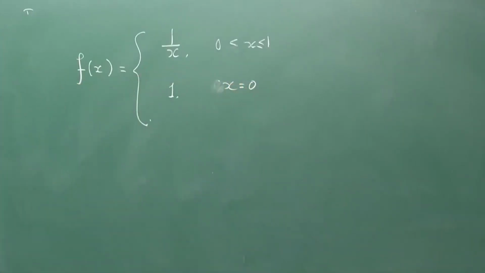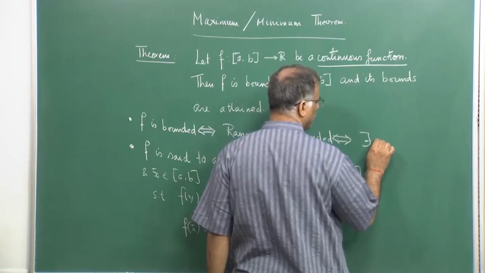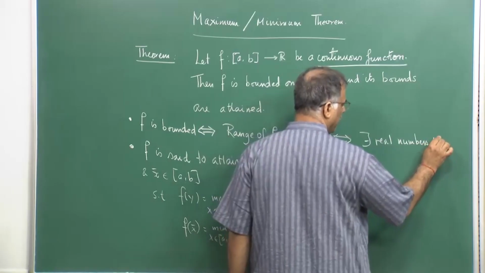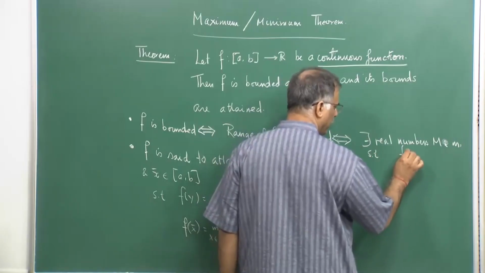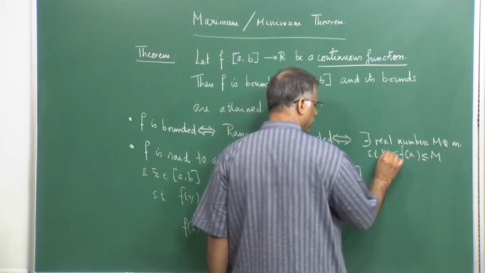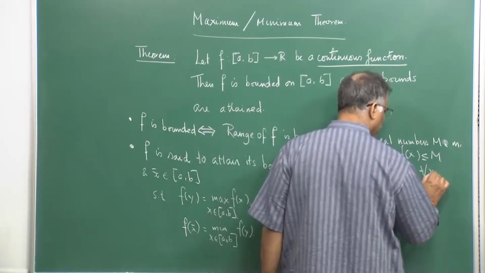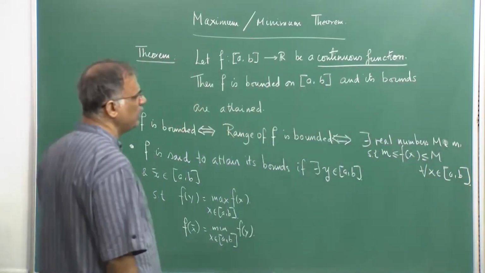So, when I say f is bounded, it essentially means f is both bounded above and below. So, this actually means there exist real numbers capital M and small m such that f of x lies between these two numbers, with f of x less than capital M and f of x bigger than small m. This has to be true for every x that you choose in AB. That is essentially the meaning of boundedness.